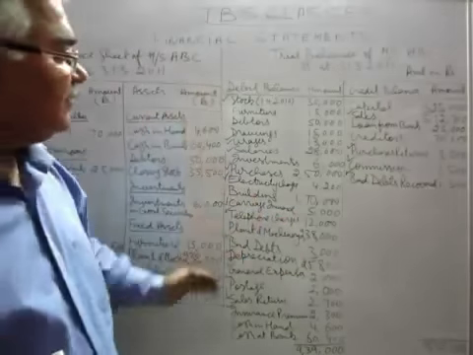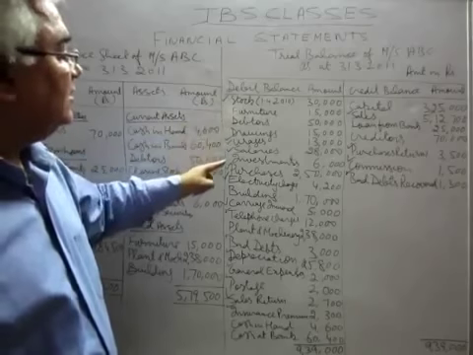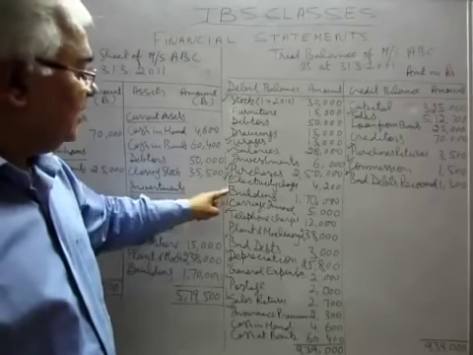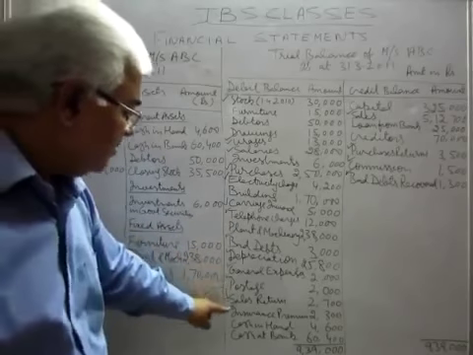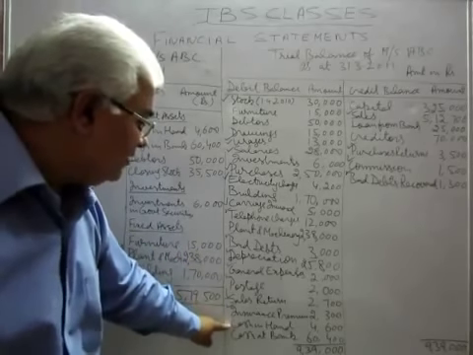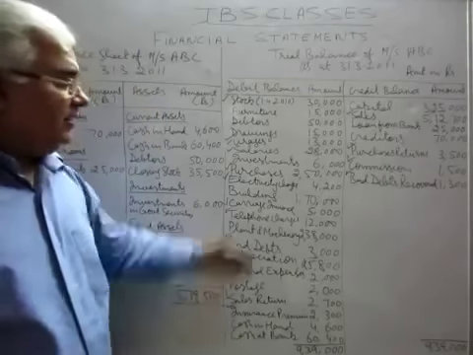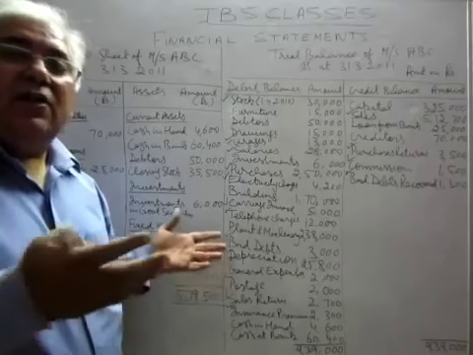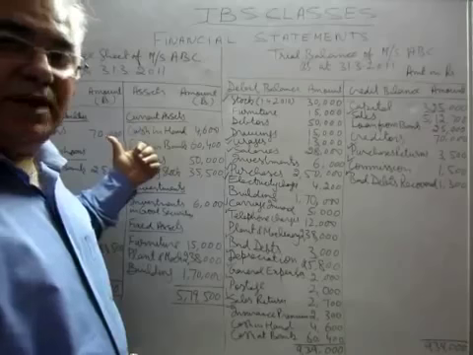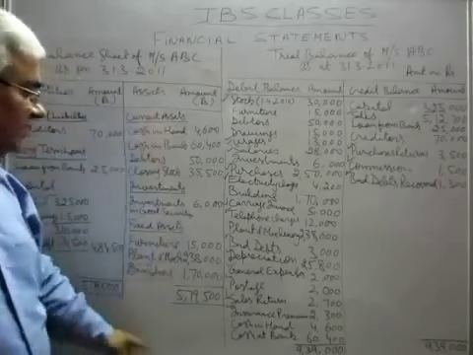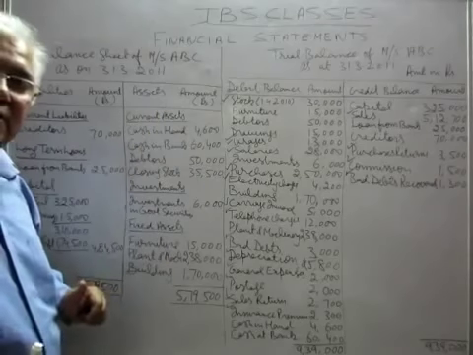Now what are the items left? If you look at it, furniture, debtors, investments, building, plant and machinery, cash in hand and cash at bank. You will just understand that they are all assets. Now these assets will go on to the balance sheet on the asset side. They will all be shown on the asset side of the balance sheet.